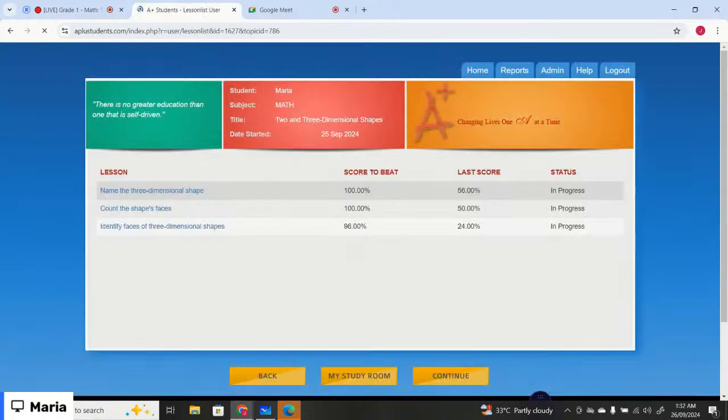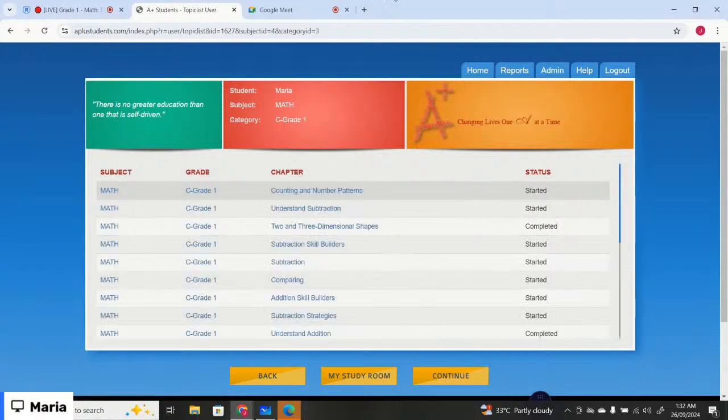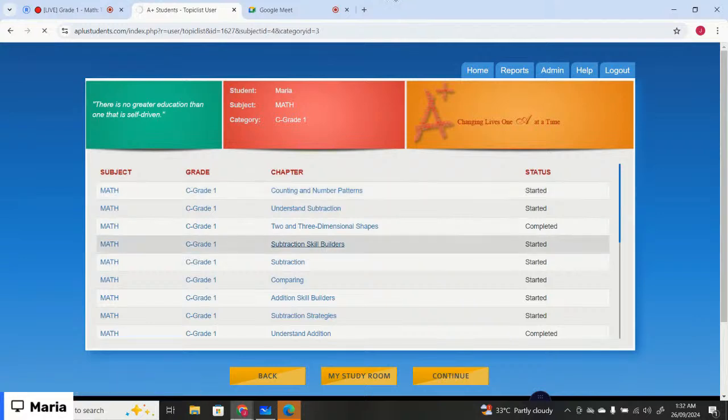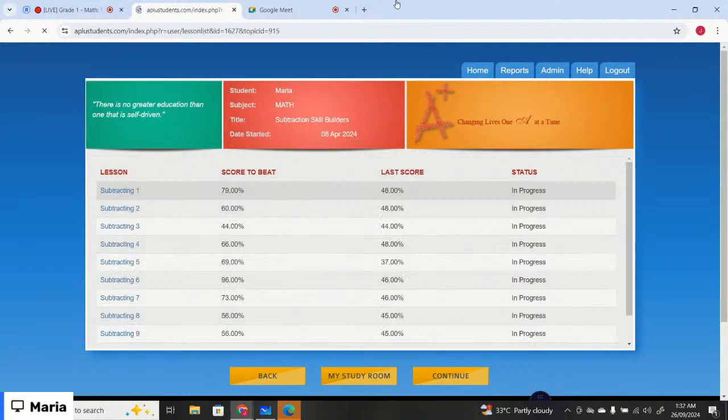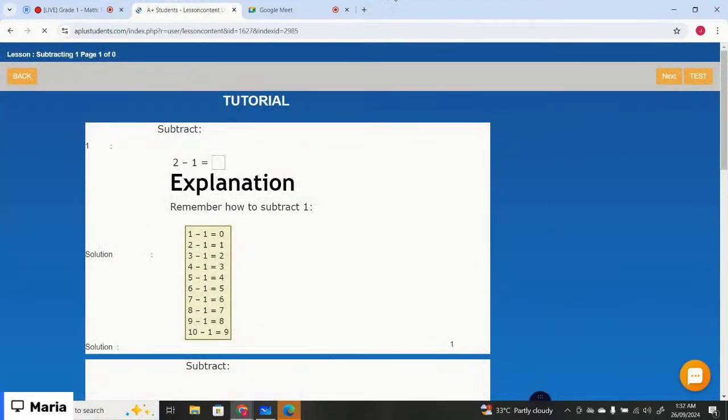We are done with the chapter on 2 and 3 dimensional shapes. We are going to start with a new chapter, that is subtraction skill builders. So basically, we're going to learn how to subtract, right? Whatever number it is, the concept is exactly the same. All the numbers you subtract exactly the same way. So we're going to start with the first lesson, that is subtracting 1.